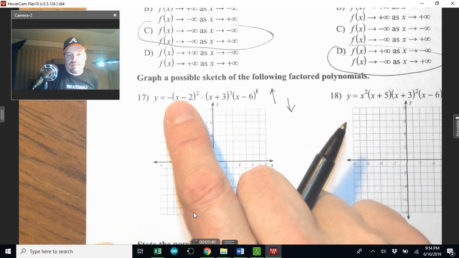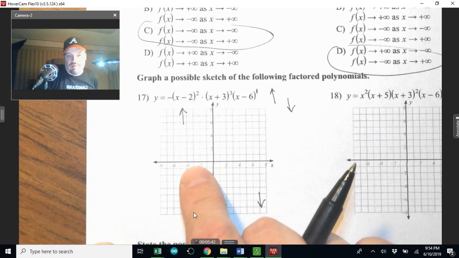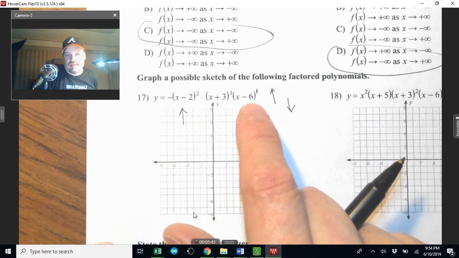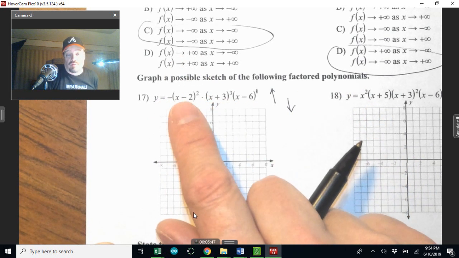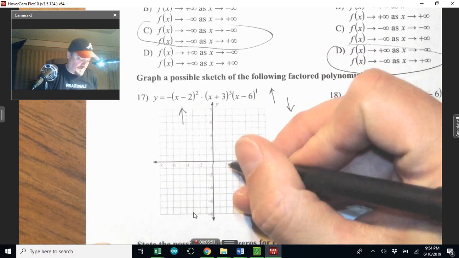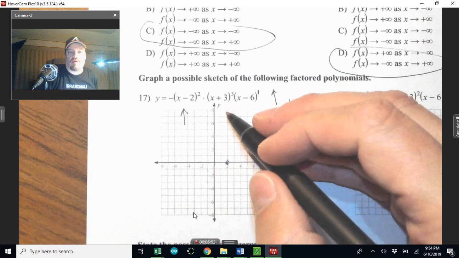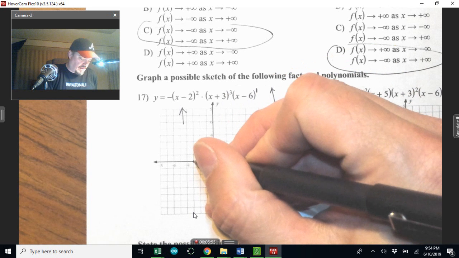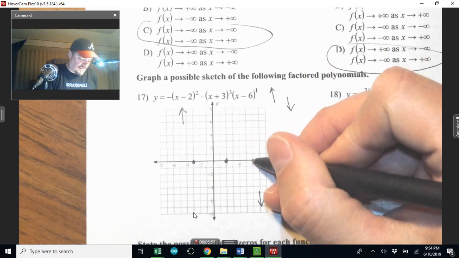But right now what I'm going to do is I'm going to put dots. I'm going to mark points at each one of these zeros or each one of these roots. So that's positive 2 would make 0. So I put a point there. This negative 3 would be here, and then a positive 6 would be here.